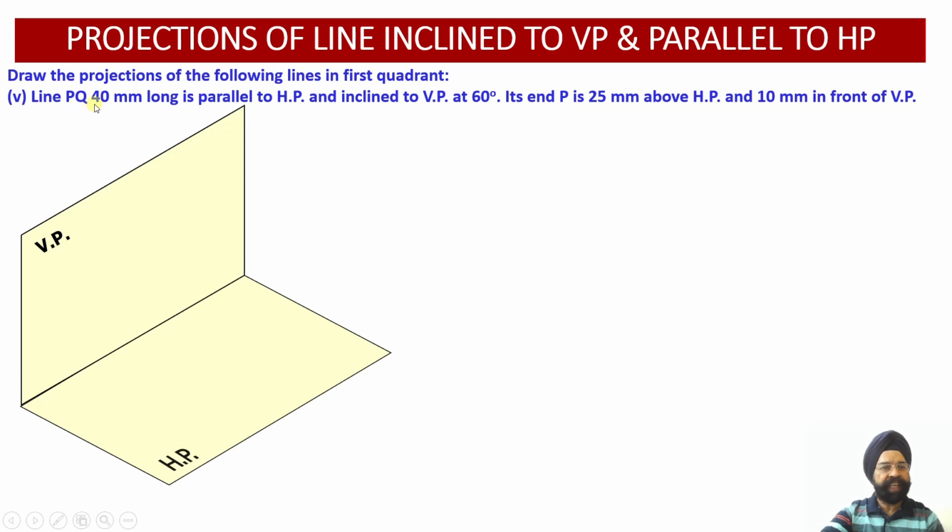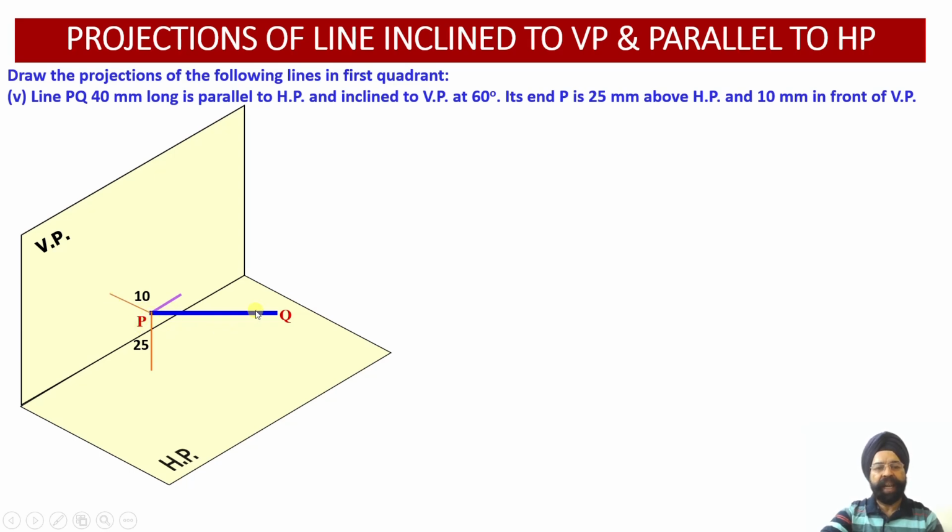Now how to locate this line in space? I need to get the coordinate locations of one of the points, either P or Q. So the coordinate locations of point P have been provided to me. End P happens to be 25 mm above HP and 10 mm in front. So just see, 25 mm above HP and 10 mm in front of VP, I have to locate point P. Now let us try to locate this point P. Now please check, we have been able to locate point P as shown over here. Point P has been located 25 millimeter above HP and 10 millimeter in front of VP.